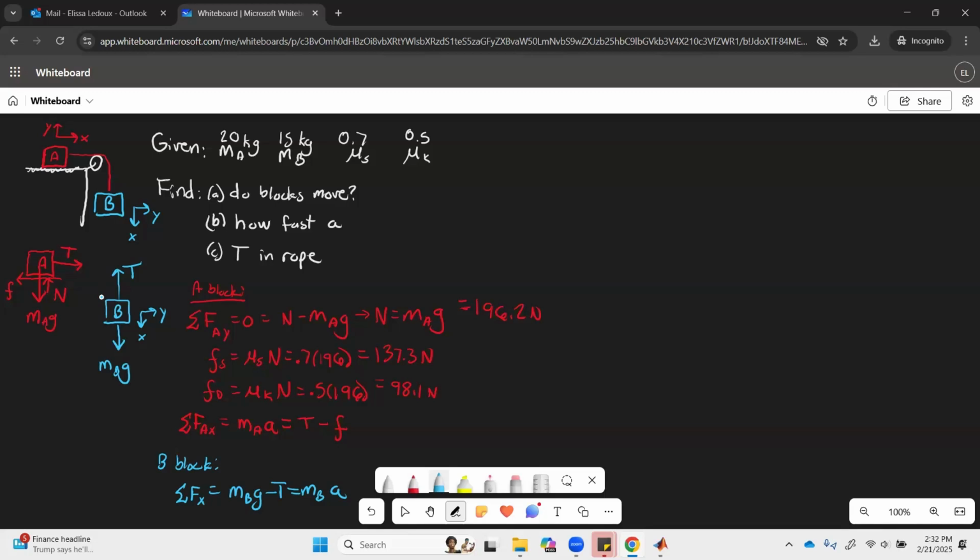Now, tension is not necessarily equal to the weight of the hanging block. It will only be equal to the weight of the hanging block if the blocks do not move. If the blocks do move, tension is not equal to that weight. So that's why we can't just automatically write down the tension.